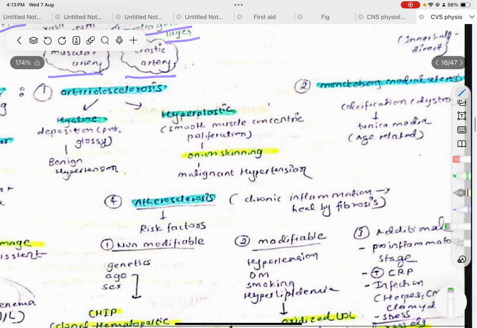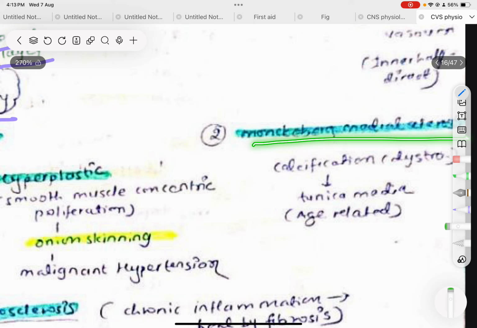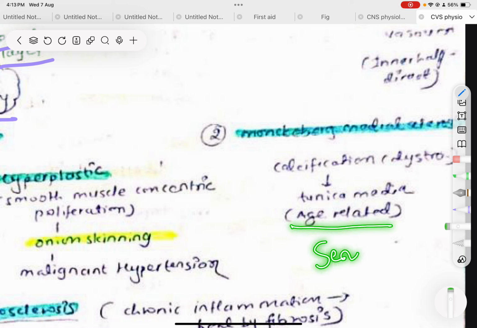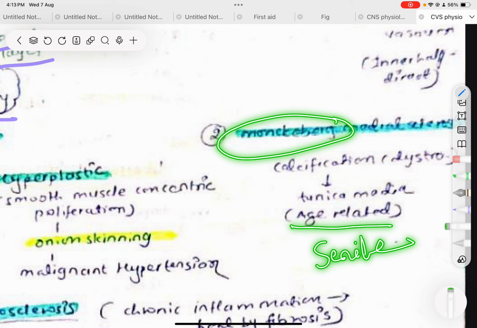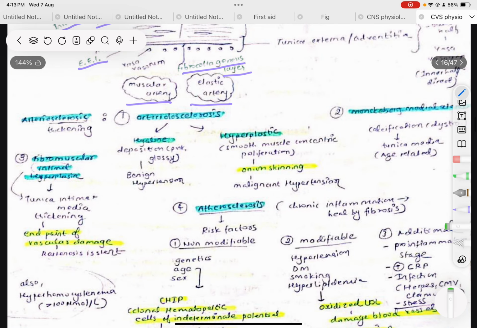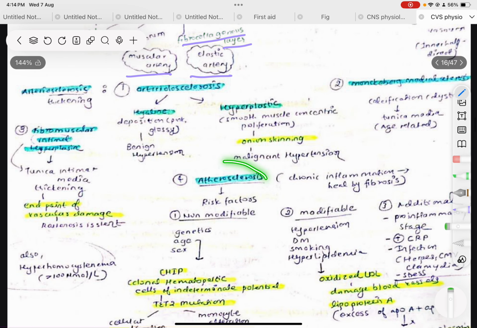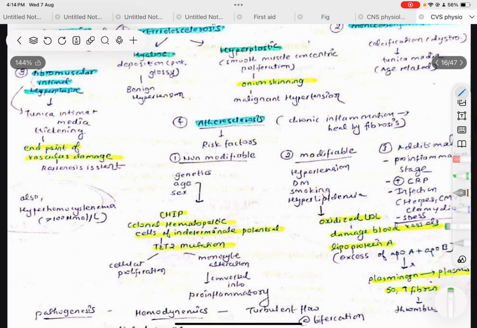vascular damage. Now the Monckeberg medial sclerosis is a senile change. What will happen? Monckeberg medial, the name says that it is in tunica media and age related, means senile. And what will happen in this Monckeberg medial sclerosis? The calcification will happen and it will be a type of dystrophic calcification. So these are mainly three types of arteriosclerosis: arteriolosclerosis, Monckeberg medial sclerosis, fibromuscular intimal hyperplasia, and the fourth one is atherosclerosis.